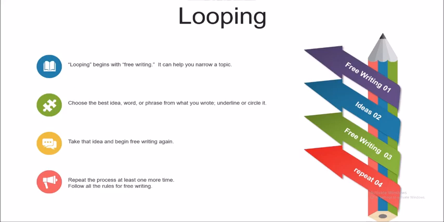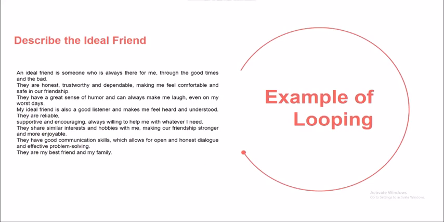In free writing, we wrote all the ideas, we wrote everything, we discussed everything, but in lobbying, we narrow the topic. We make it smaller. We write the free writing, and after that, we underline or circle the most important ideas. Here is an example of lobbying.